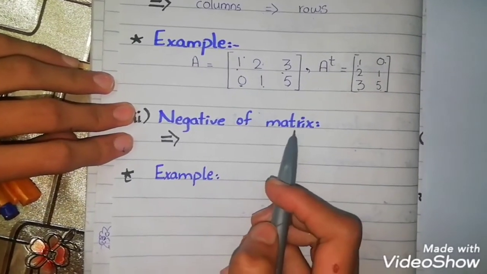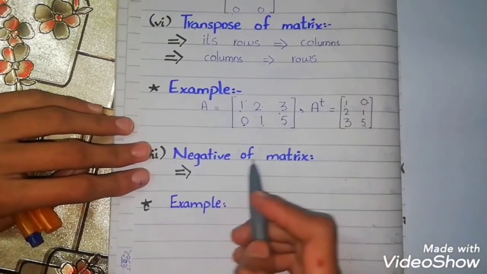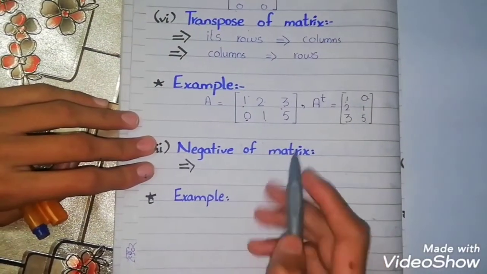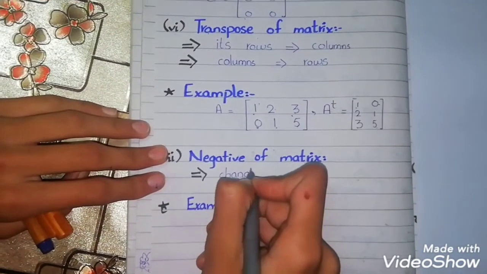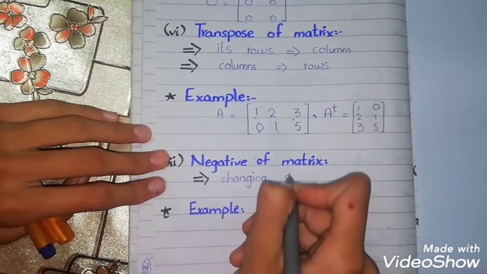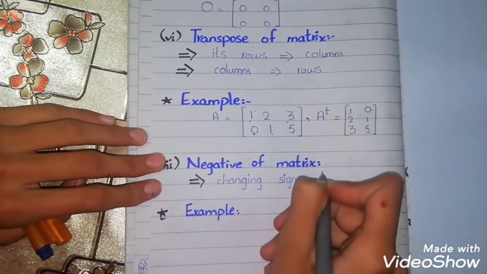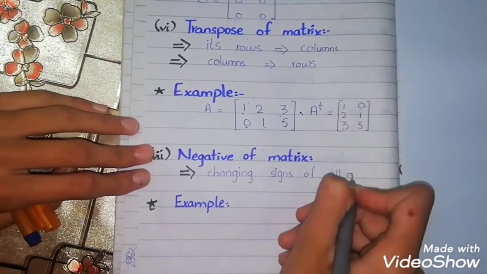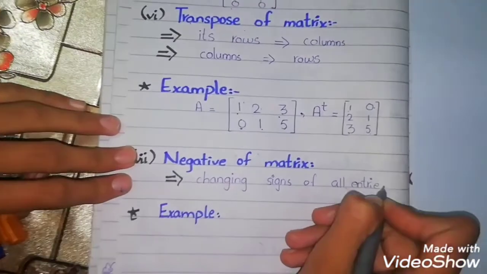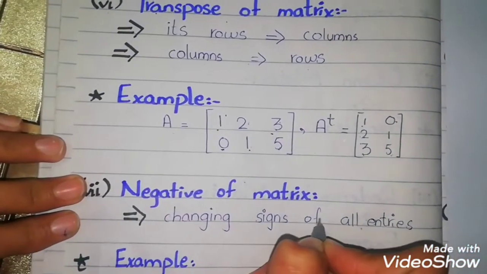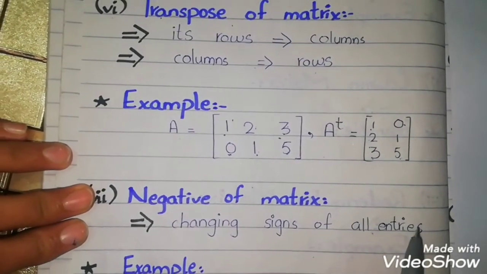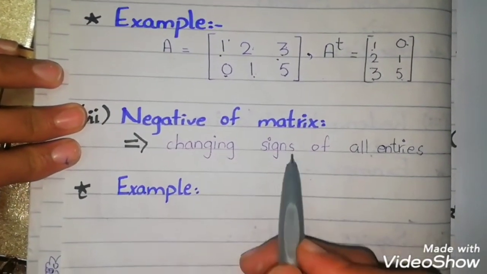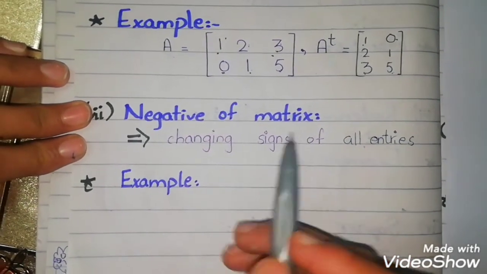Negative of matrix. Negative of matrix is obtained by changing the signs of all entries. Positive signs will be changed into negative and negative into positive.